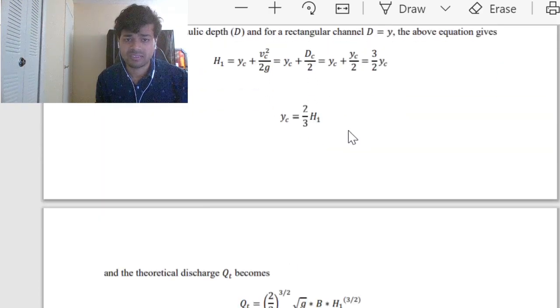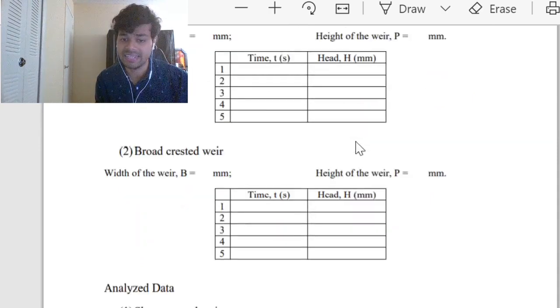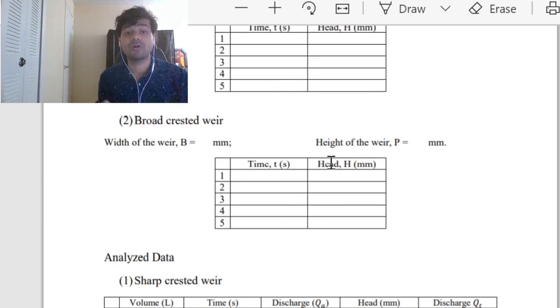This is the derivation for the broad crested weir. And this is your raw data. You need time and the head for both. What I'm going to do is provide you the same head data for both weirs, sharp crested and broad crested. Then you can calculate the Cd for both and see how much variation there is between the sharp crested and the broad crested weir.